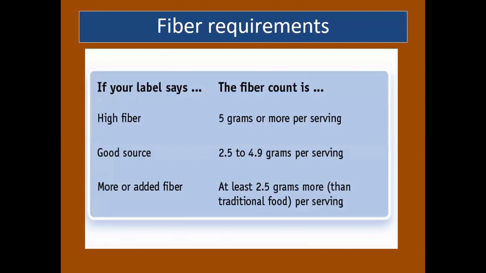A good source is near about 2.5 to 3 to 5 gram per serving, meaning per diet, daily, morning and evening. More or added fibers means at least 2.5 gram more than the traditional food.